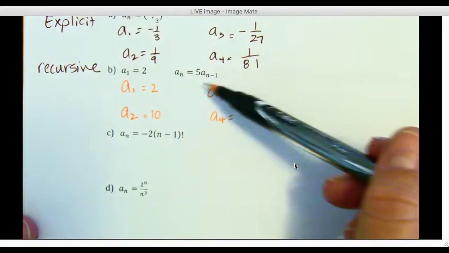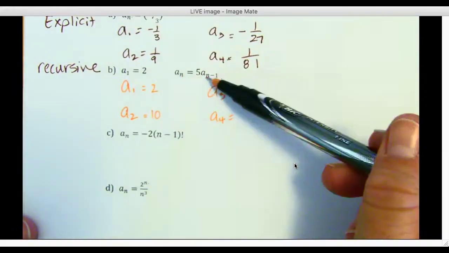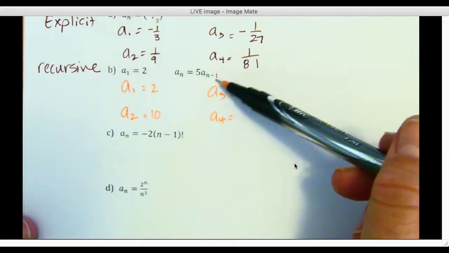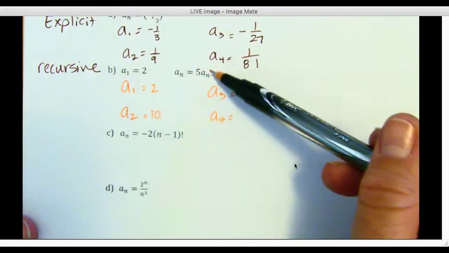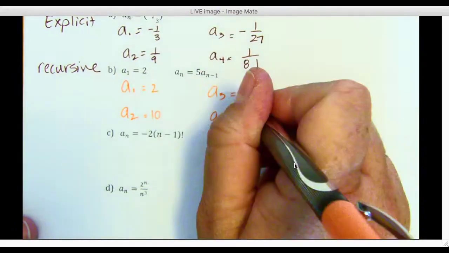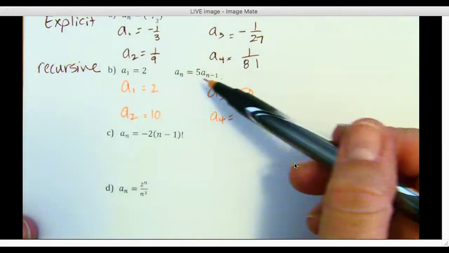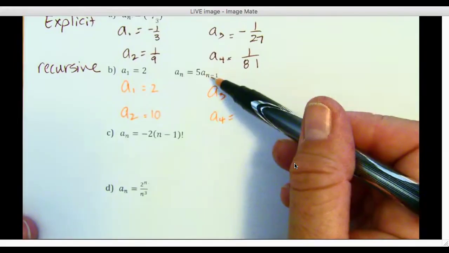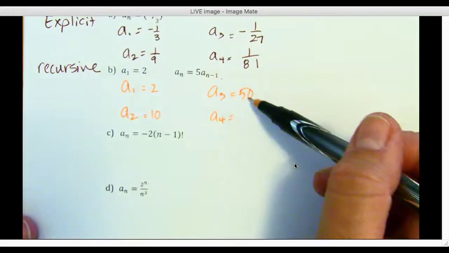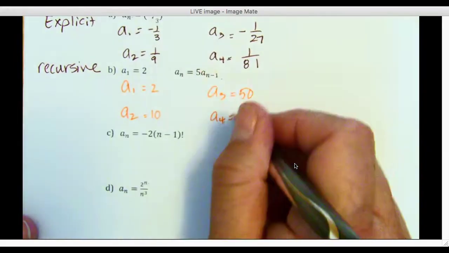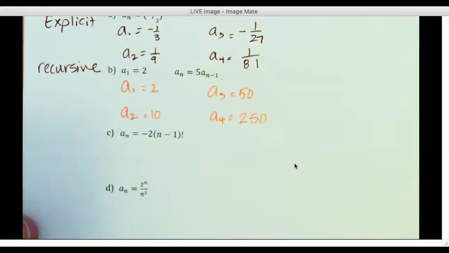To find a sub 3, 3 minus 1 would be 2. A sub 2 is equal to 10. 10 times 5 is 50. To find a sub 4, 4 minus 1 is 3. A sub 3 is equal to 50. 50 times 5 is 250. Okay.